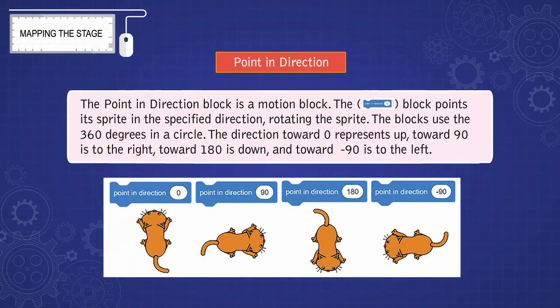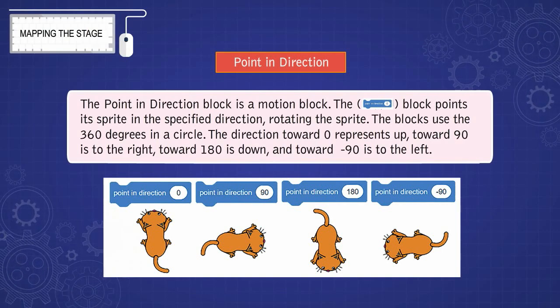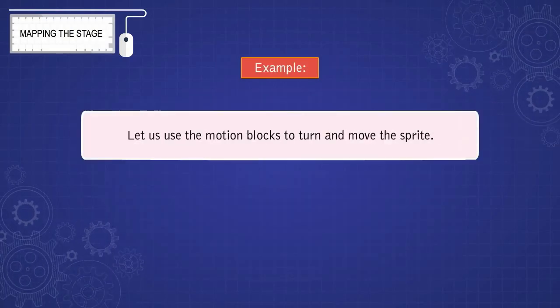The blocks use the 360 degrees in a circle. The direction towards 0 represents up, towards 90 is to the right, towards 180 is down, and towards minus 90 is to the left. Point in direction 0, point in direction 90, point in direction 180, point in direction minus 90. Example: let us use the motion blocks to turn and move the sprite.